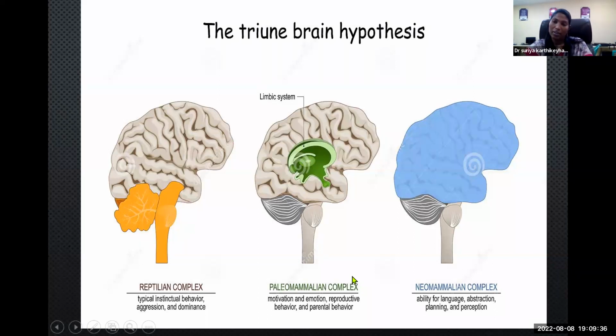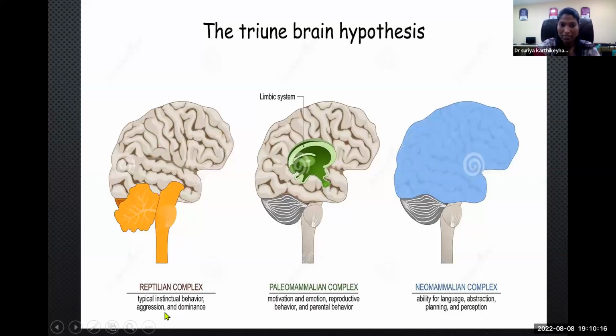Now we are in the neo-mammalian complex. What is neo-mammalian? We have a new mammalian complex. What is this? We should have an ability for language, abstract thinking, planning, and perception: visual perception, auditory perception, sensory perception. We are perceiving things, and we are integrating them in our brain. Through the integration, we are planning things and speaking. Language is considered an important evolutionary aspect. This is about the triune brain hypothesis.